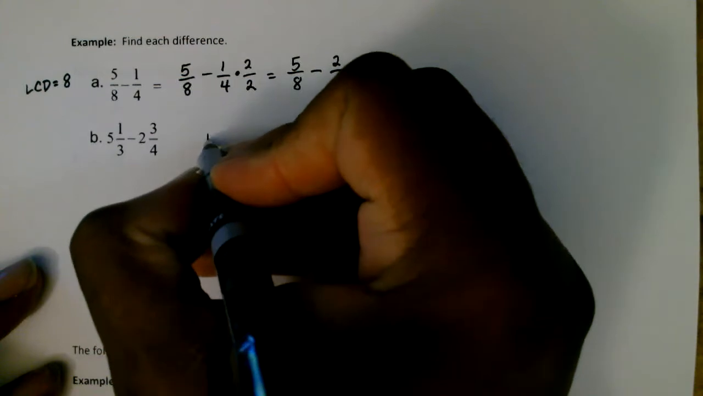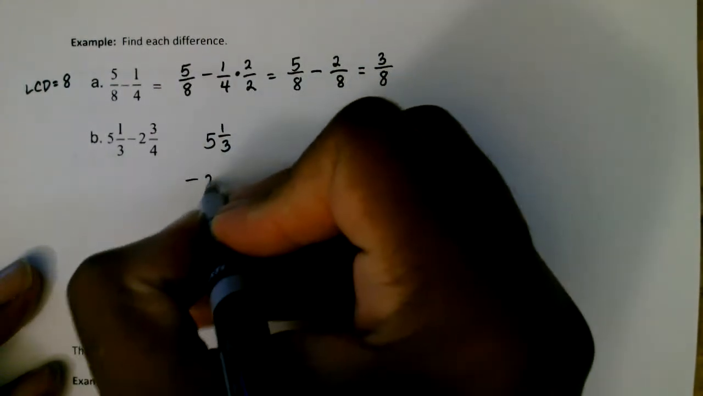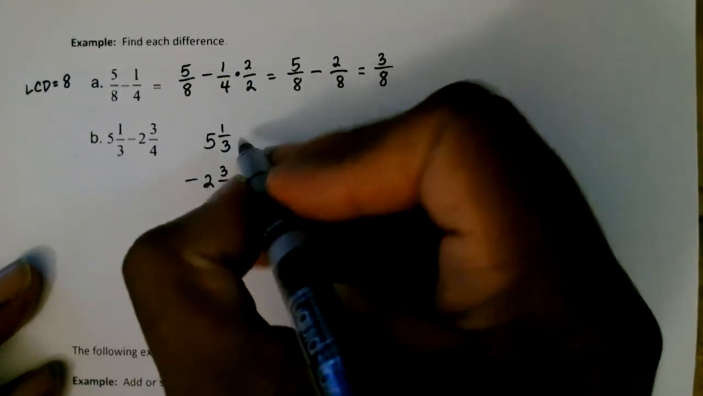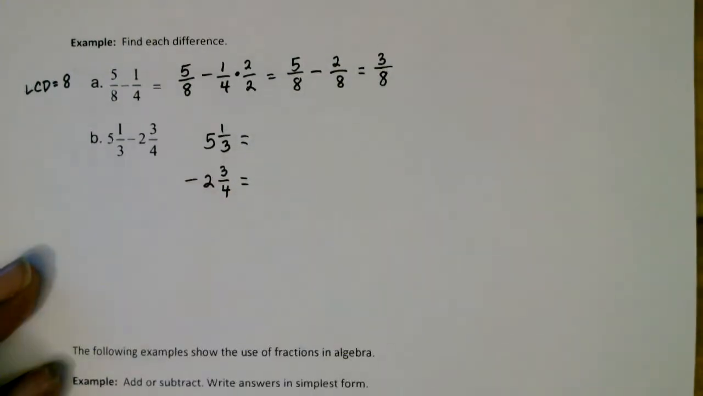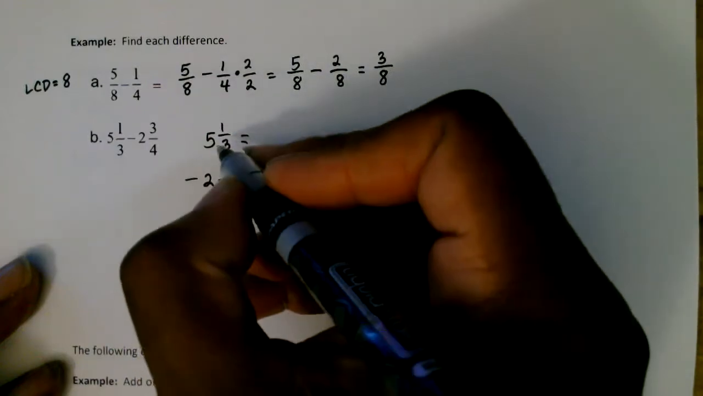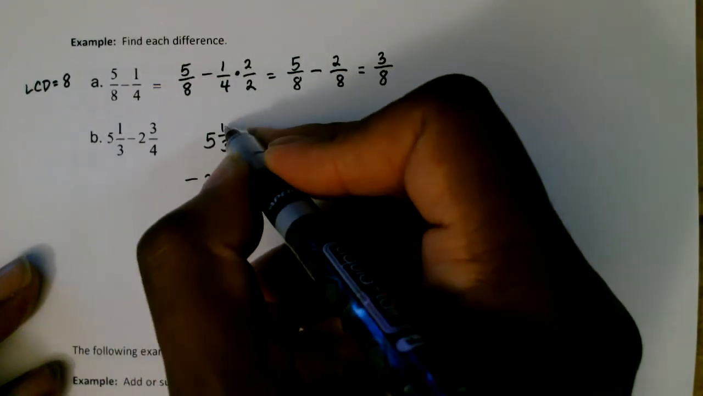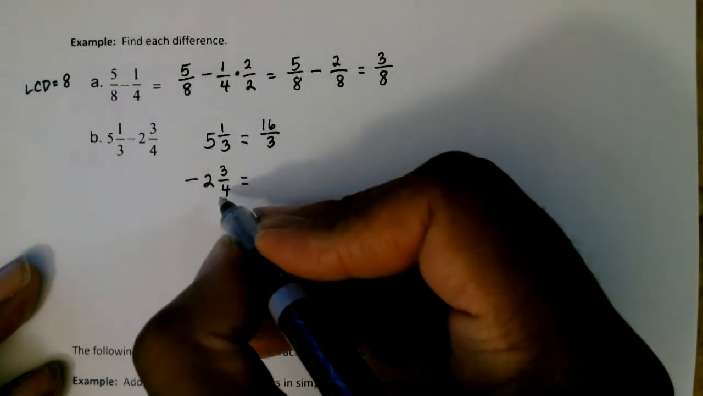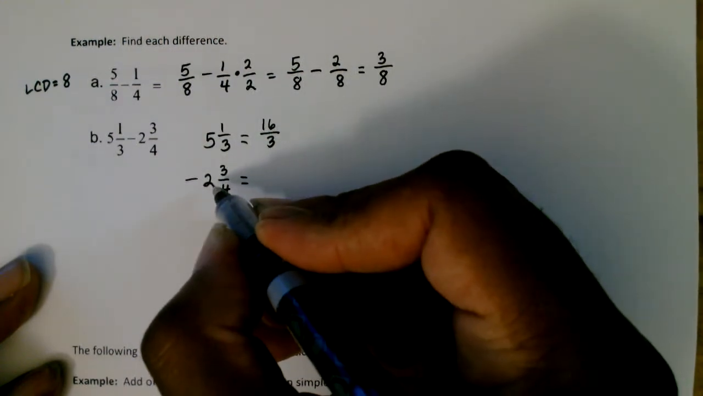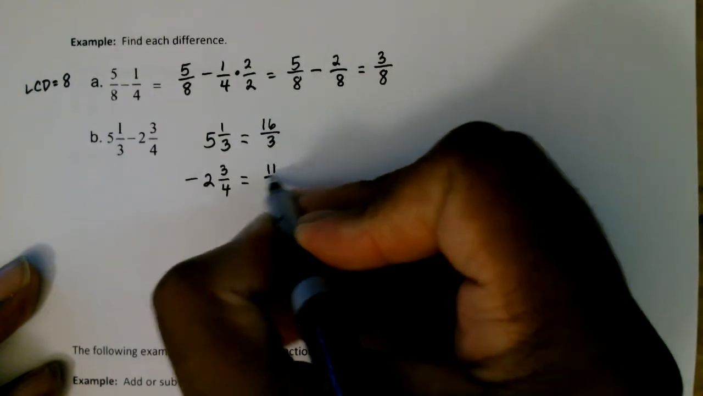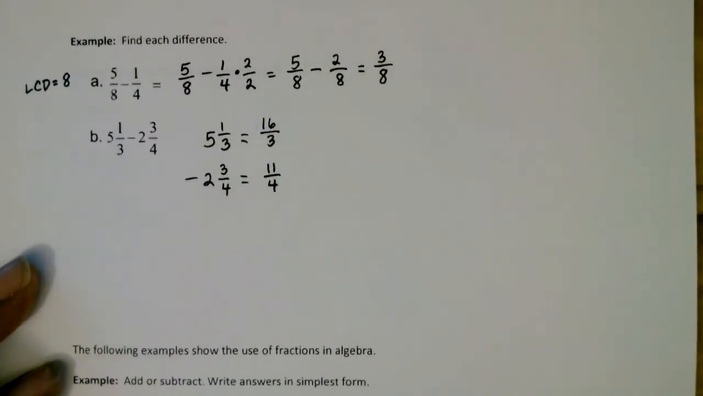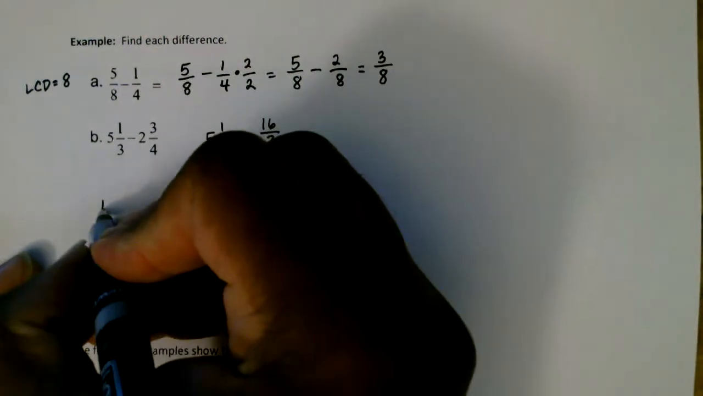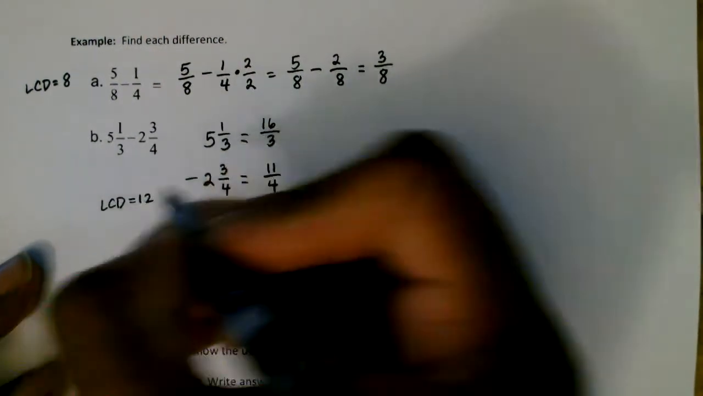So here's how I'm going to do 5 1/3 minus 2 3/4. First of all, I'll convert those mixed numbers to improper fractions. 5 1/3 would be this: 3 times 5 will be 15, plus 1 will be 16 over 3. And then 2 3/4: 4 times 2 will be 8, plus 3 will be 11. So I have 11 over 4. And now I need to find the least common denominator for 3 and 4. It'll have to be 12.